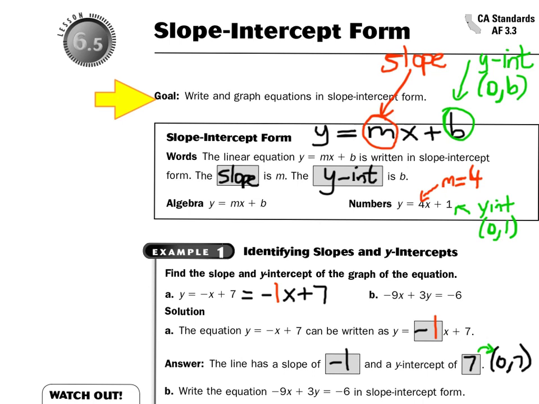It says y equals negative x plus 7. Well, put that negative and leave a space. And remember, with your red, put that giant invisible 1, x plus 7. So the equation y equals negative x plus 7 can be written as y equals negative 1x plus 7. And so it has a slope of negative 1. The number in front of the x is negative 1. And it has a y-intercept of 7. The number that's being added is 7. And we can write that y-intercept as a point we're going to graph, 0, comma 7.